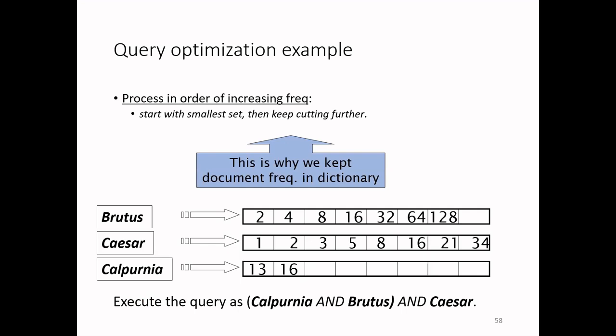So basically, we process with the smallest posting file and move to the next smallest and so on and so forth. All right. And that is the reason we keep document frequencies in the dictionary. If you are keeping the document frequencies in the dictionary, then that allows you to do this query optimization, or do the implementation of the query in a more efficient fashion.